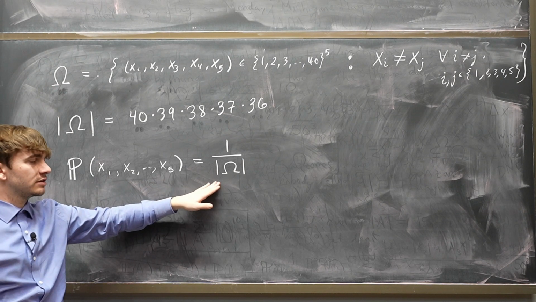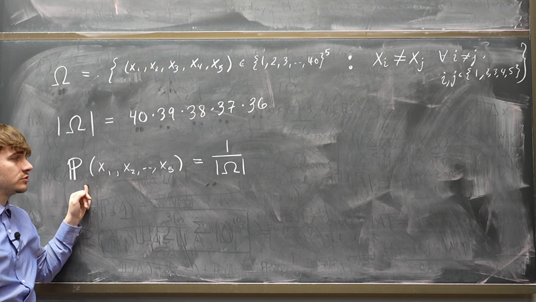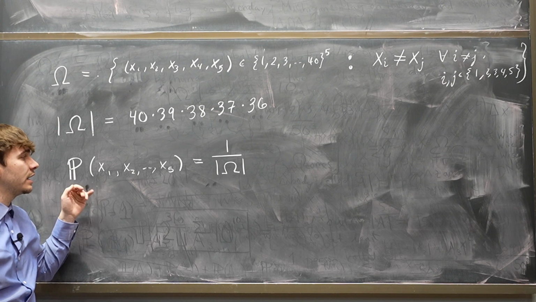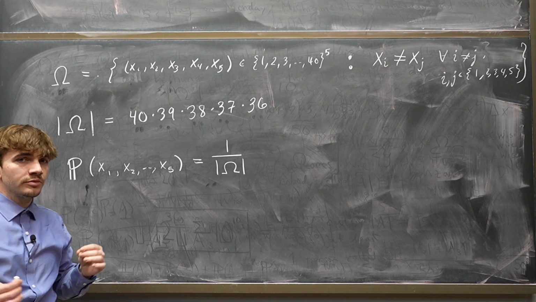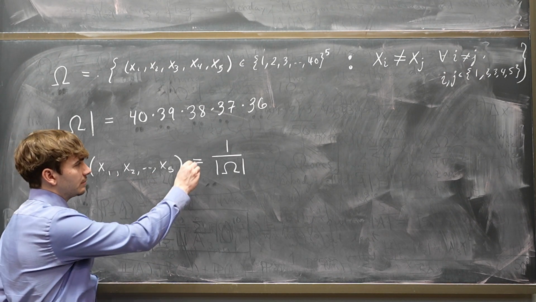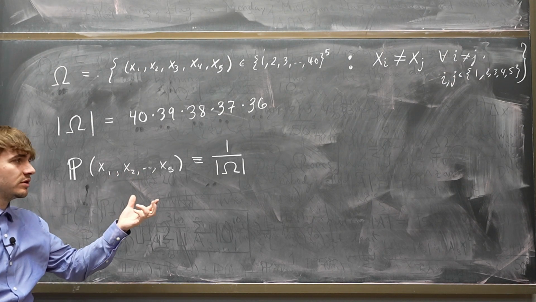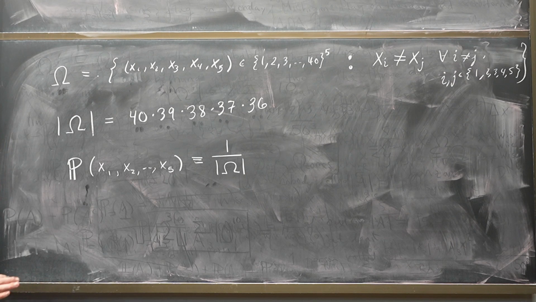So this is reflecting the fact that we need this probability measure to sum to 1. So the total probability of everything happening has to be 1, and the probability of each possible outcome should all be equal. They should all be equally likely. So I'm defining the probability of each outcome to be 1 over the cardinality of the total space. All right, let me know in the comments if that doesn't make sense, and I can probably try to explain it better in the comments.